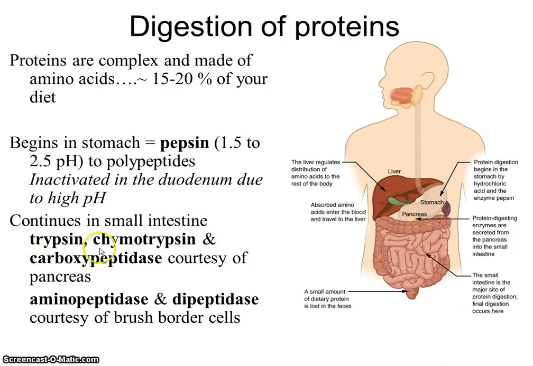And in the small intestine, trypsin, chymotrypsin, and carboxypeptidase will continue this breakdown and will now have dipeptides and tripeptides. So very small chains of amino acids, but still not small enough. So again, the brush border cells, those absorptive cells that make up the mucosa of the small intestine, make these enzymes, aminopeptidase and dipeptidase. And these then cleave the final bonds so that we only have amino acids. So all proteins that you ingest become amino acids through this process.